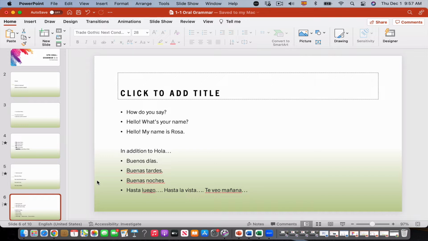Well, in addition to these words that we use to introduce ourselves in a conversation, we also have other words that you can add to that particular situation. For example, buenos días, buenas tardes, buenas noches, hasta luego, hasta la vista, o te veo mañana. Well, buenos días is used basically from sunrise to around 12. You know, in any situation that you introduce yourself, you can use buenos días if it's in the morning.